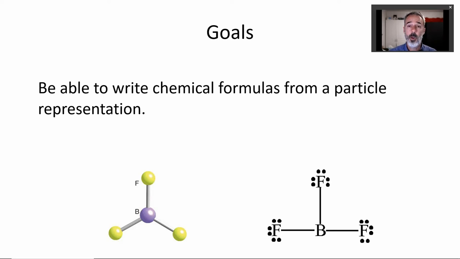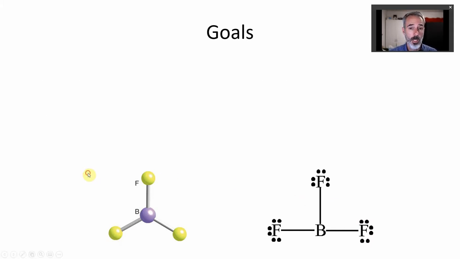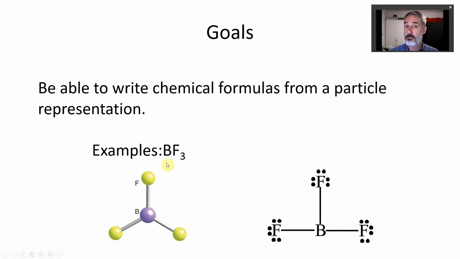Since this unit is about bonding, in this lesson we're going to learn how to take what I call particle models, sort of representations of compounds like these two down below. You can see that a couple of different atoms, boron and fluorine, have come together and form a compound. Well, how do we represent that appropriately in terms of a formula? So in other words, a formula like BF3.